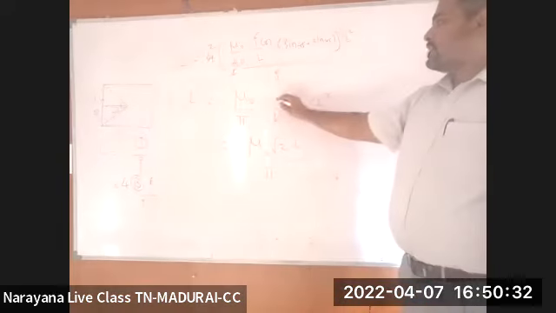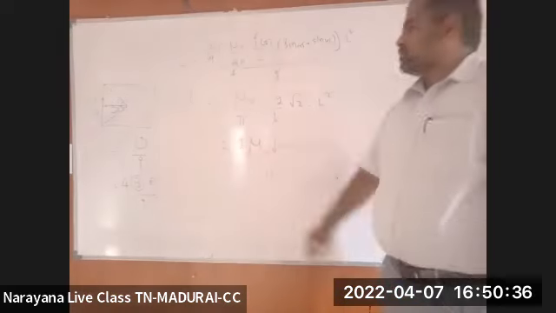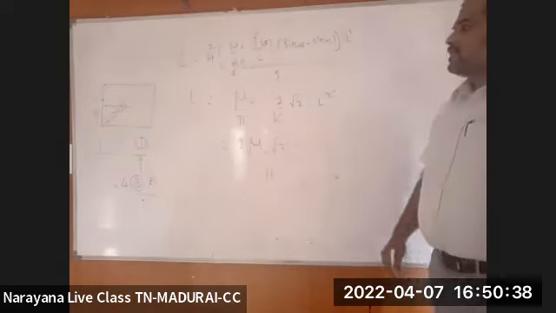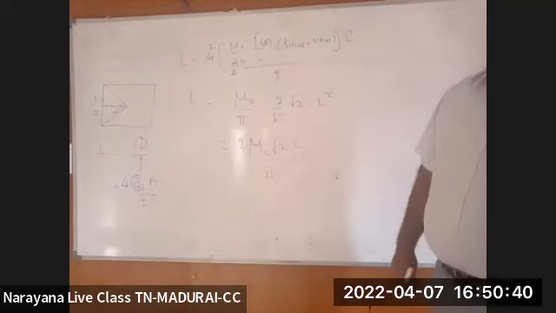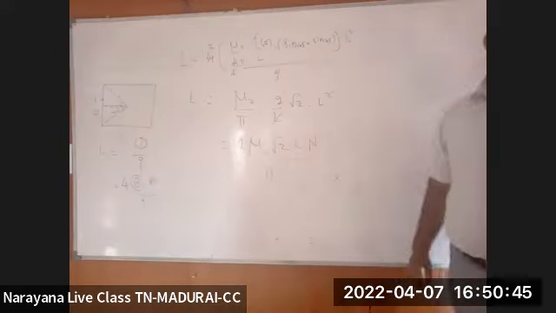Okay, thank you. Right? Here also 2 root, you said the same? Very good. If n number of turns are there, what do you have to do? 2n. Very good. You have to multiply with n.